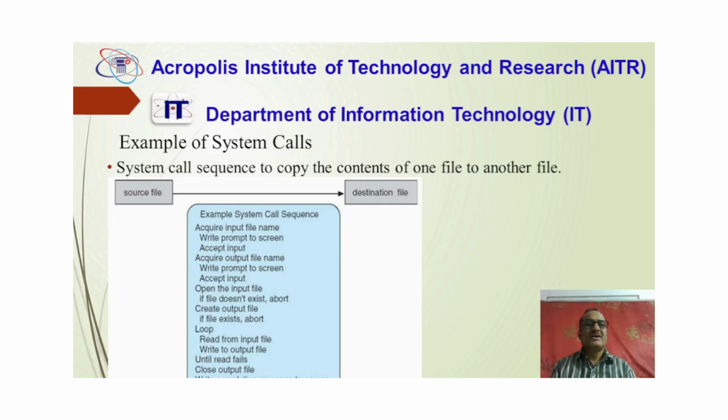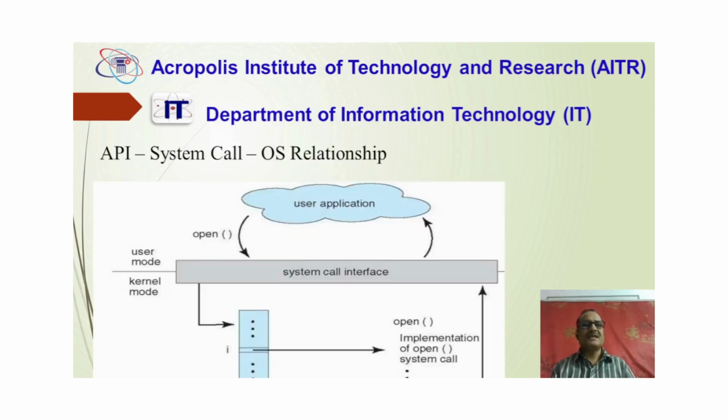What they are going to do: acquire the input file name, write a prompt to the screen, accept the input, acquire the output file name, write a prompt to the screen, accept input, open the input file. If the file does not exist, abort. Create the output file; if the file exists, abort. Otherwise, read from the input file and write to the output file until the read fails, close the file, and while the operation is completing, display a message on the screen that the operation has been done successfully. This is the relationship between the API and system calls.